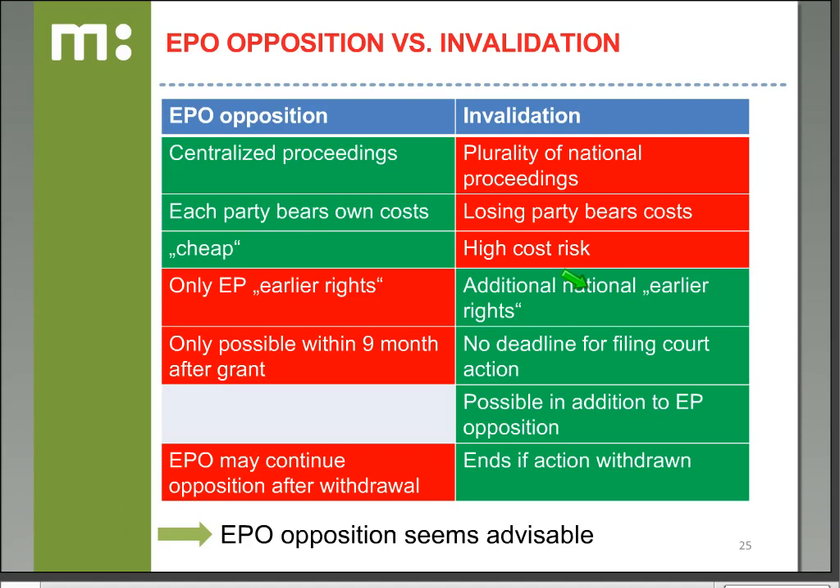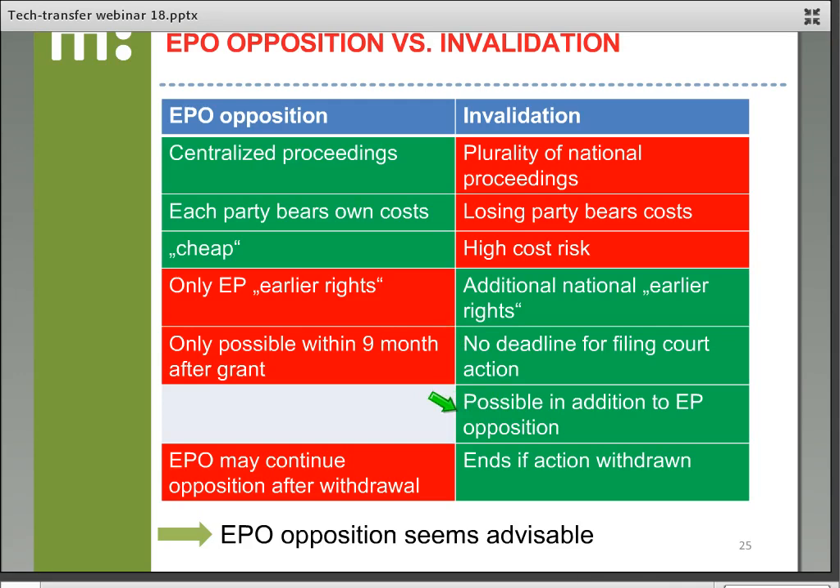On the other hand, you have additional national earlier rights for invalidation proceedings, whereas at the EPO, you only have the EP earlier rights. One drawback, of course, as it's the same situation as in Japan, is that an opposition can only be filed within 9 months after grant, whereas for invalidation, there is no deadline for filing the court action. And what's also quite good, you can file an invalidation even if you lose your opposition. So it's possible in addition to the EP opposition.